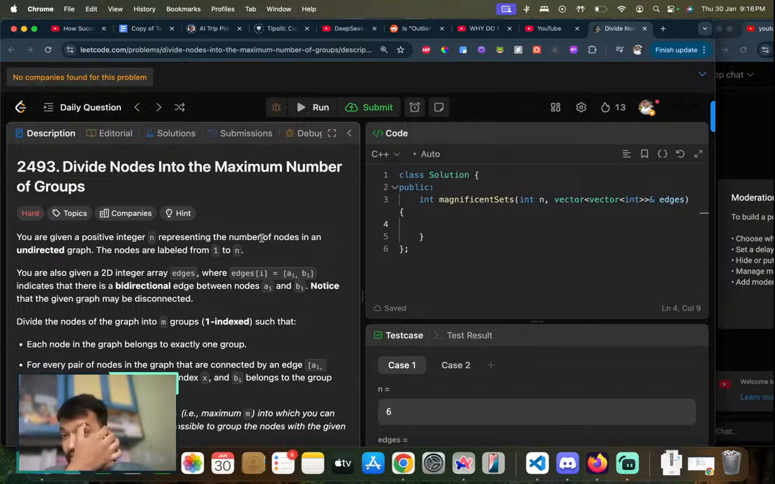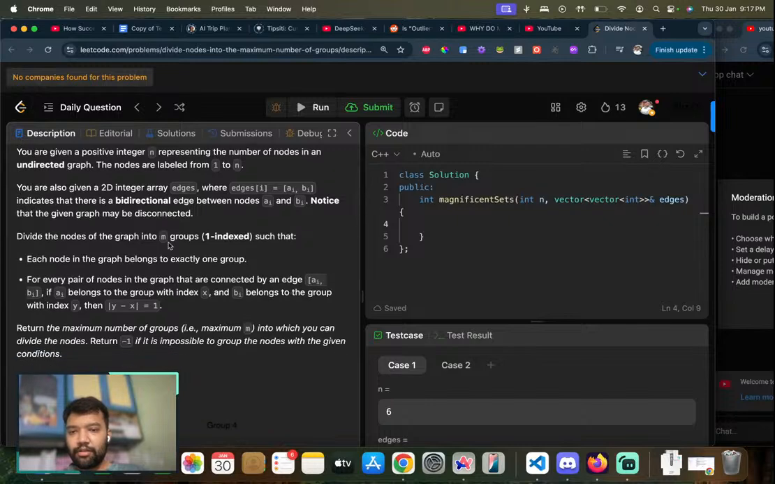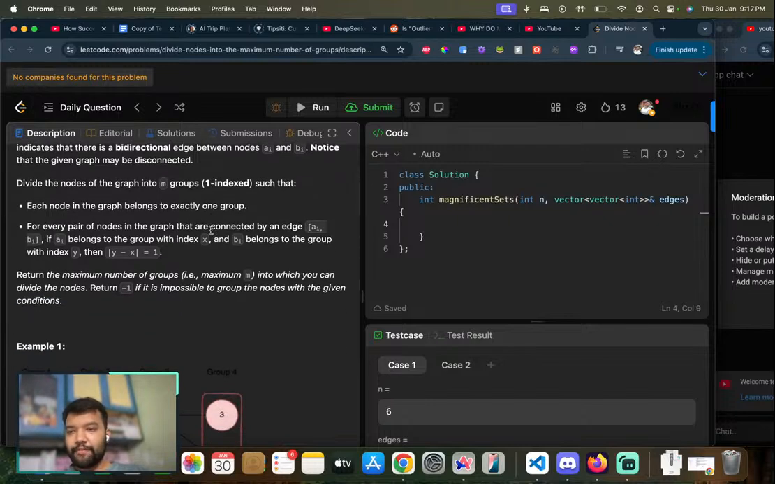Cool. So, what is the question? I know it's a graph because I saw this, and obviously I haven't read the question. You are given a positive integer n representing the number of nodes in an undirected graph. The nodes are labeled from 1 to n. You are given a 2D integer array edges where edges[i] equals [a, b], a bidirectional edge. Graphs can be disconnected. Okay.